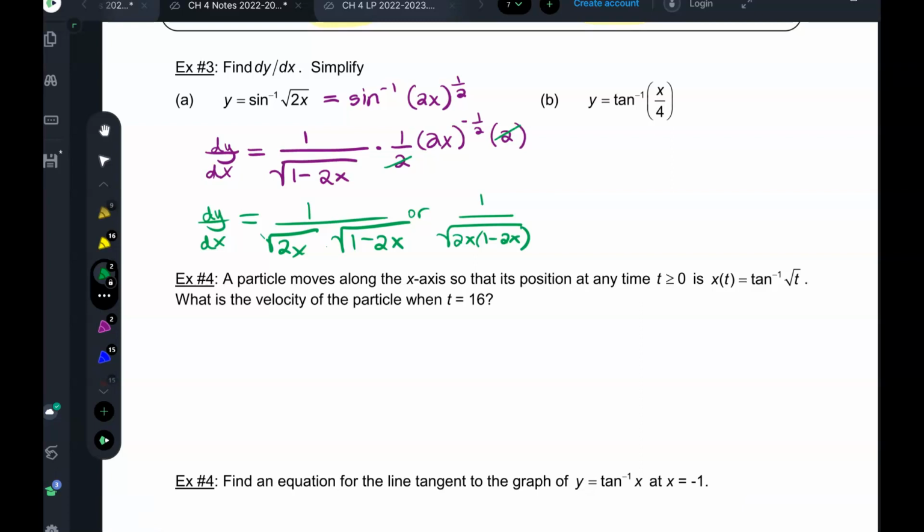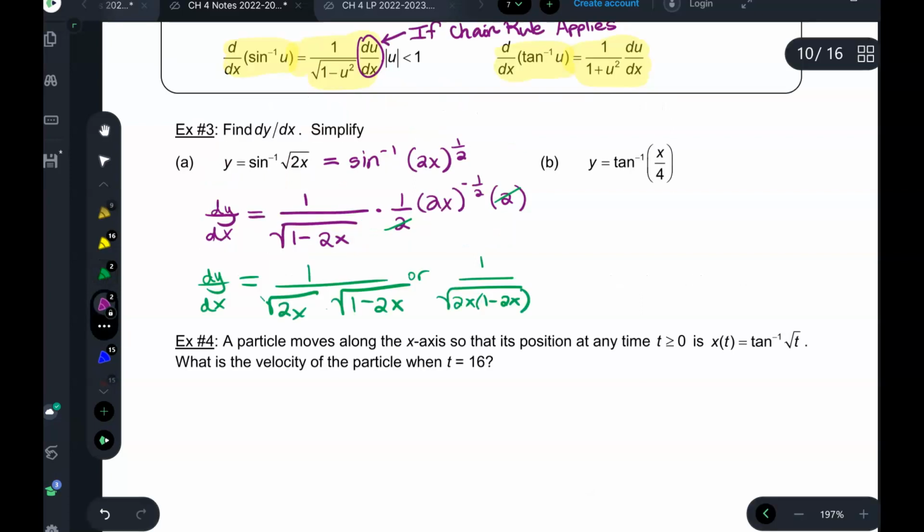Is the chain rule just always going to apply then, or no? Well, it will unless I just ask for sine inverse of x. But normally I'm not just going to ask for sine inverse of x. There's going to be something inside. That's all. Okay. Let's try the tangent.